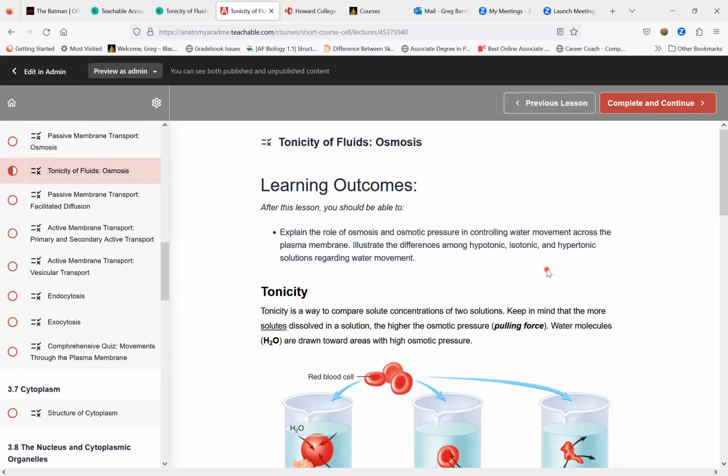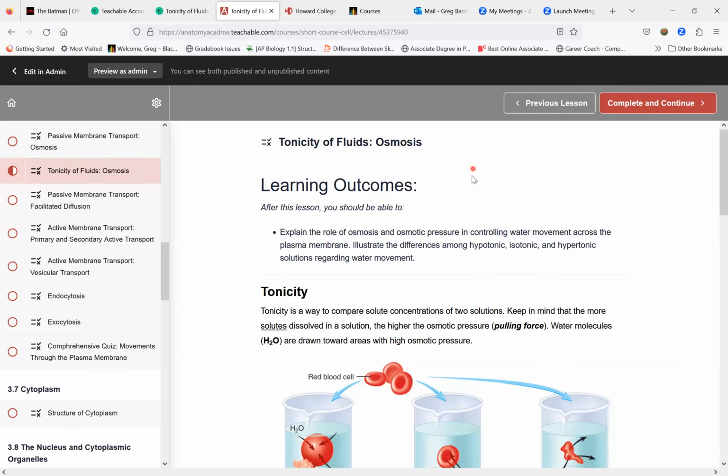Tonicity. The way that solvents or fluids are covered in this particular short course is from the aspect of a cell sitting in the fluid and what is the tonicity of the fluid around the cell. So this is a characteristic of osmosis.